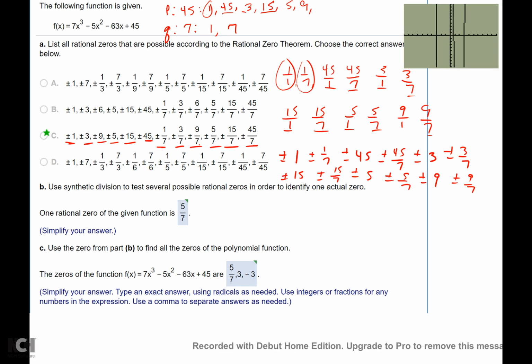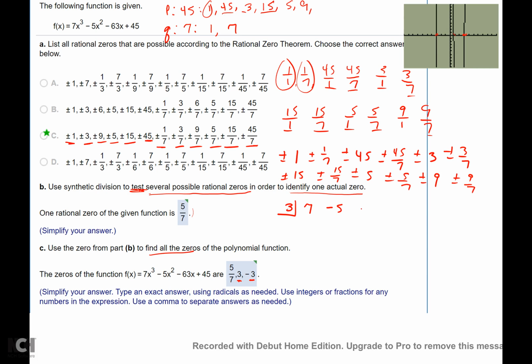Now, what we would do is, it says use synthetic division to test several possible rational zeros in order to identify one actual zero. And remember, we cheated. We found the list, and then we're going to use the graph. Now, they came up with this rational one, 5/7. I would have picked an easier one. It looks like it's crossing at 3 and at -3, and I'm not sure that's the 5/7, obviously. Again, they don't know that we're using the graph. I would pick one of these, and then I would use the 0 to find them all. So if I just divide by one of them, let's divide by the 3.